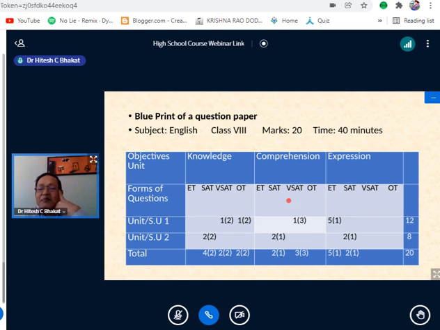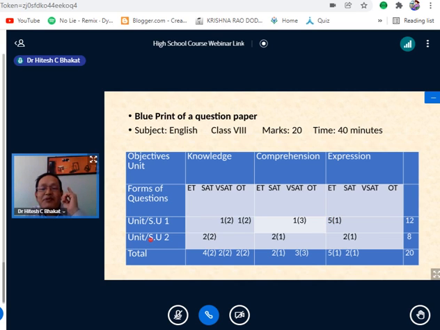Here we again have very short answer type questions. How many marks? 1 mark. How many questions? 3 questions. And then we go to expression. Here we have a lesson. Okay, we have 5 marks. How many questions? 1 question. All right. So total 12 marks.